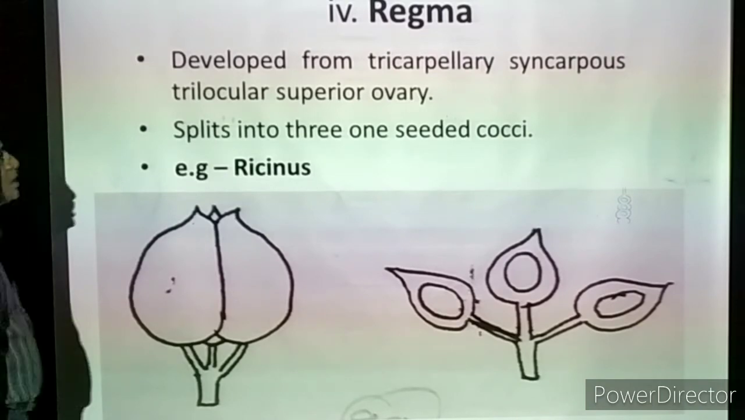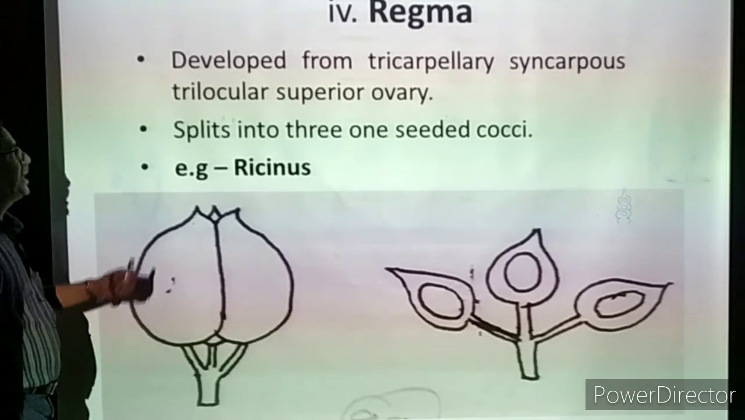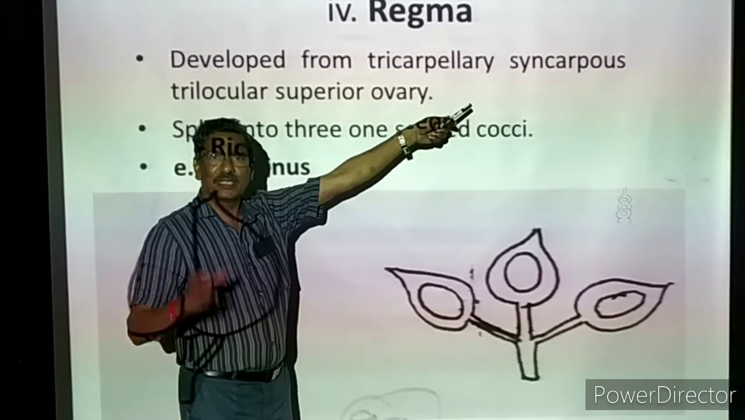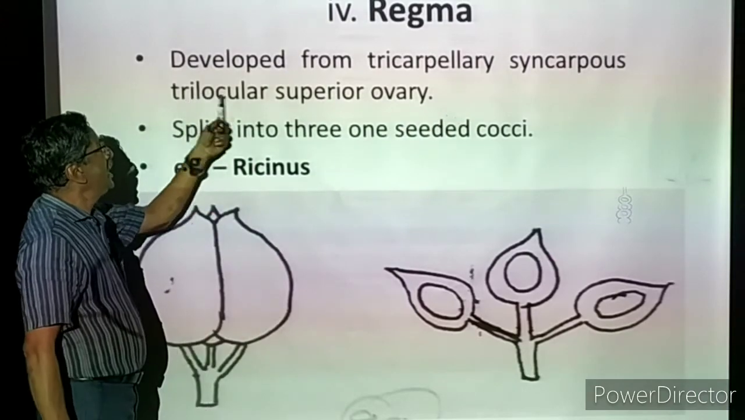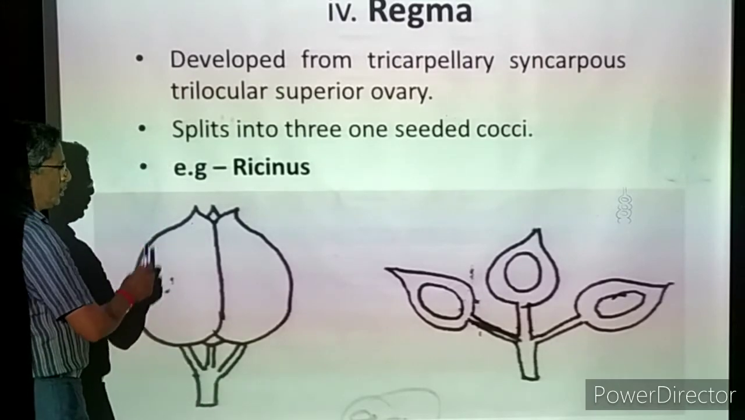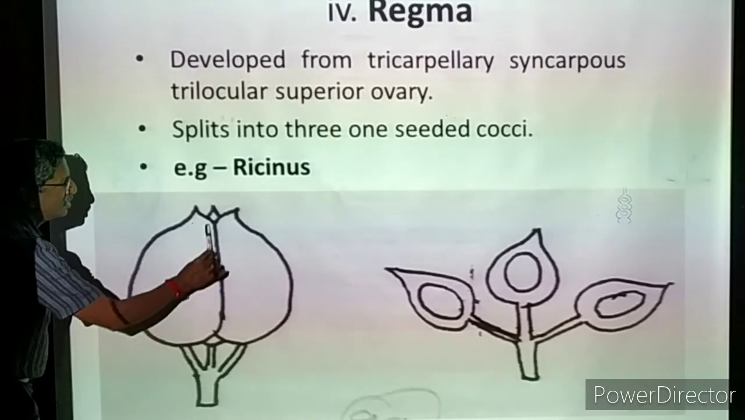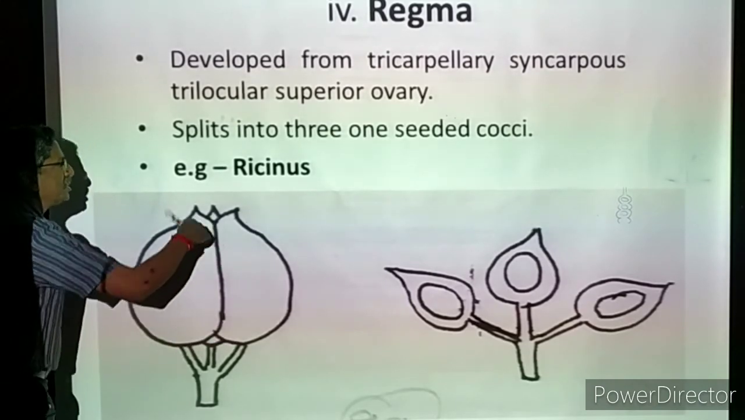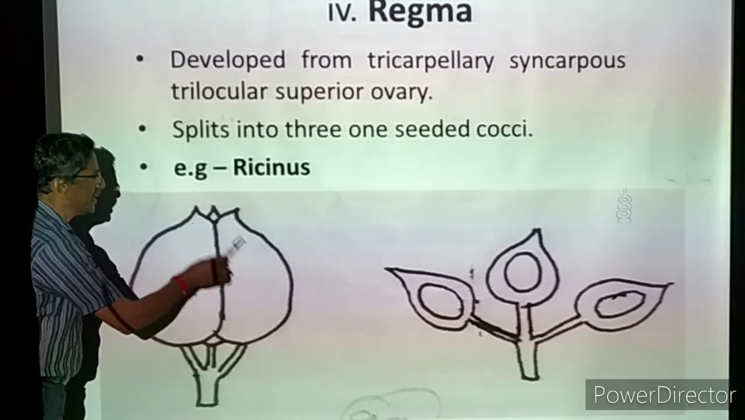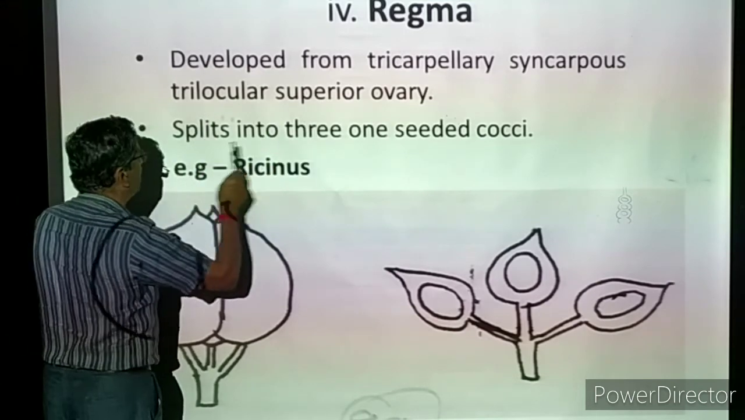Now we are coming to the next one, regma. Next one is called a regma. What is actually this regma? It is developed from a tricarpellary, three carpels, syncarpous, carpels are fused, and trilocular, three chambers are present, superior ovary. For example, this is the fruit. This is one chamber, next chamber is there, and the third chamber is present on the other side. Each chamber is having one large seed. That is a trilocular superior ovary.